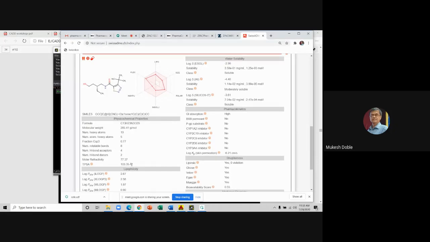Whereas this first one had a very high polar surface area, so the GI absorption is very low. It did not satisfy many of the rules. Whereas the second molecule in that list looks good. It satisfies all the rules. Polar surface area has also come down. GI absorption is good. So this could be a good candidate.